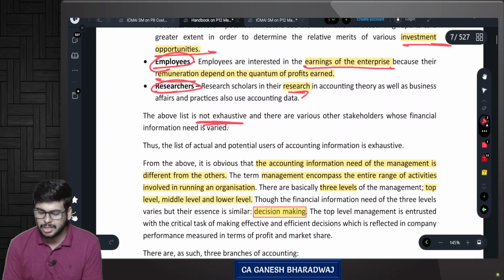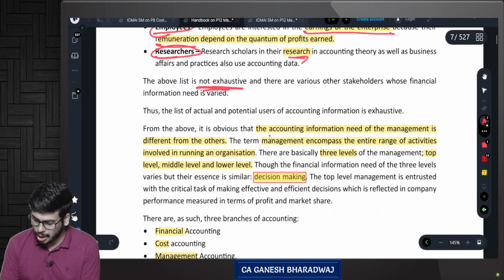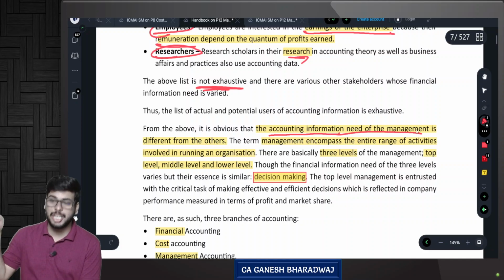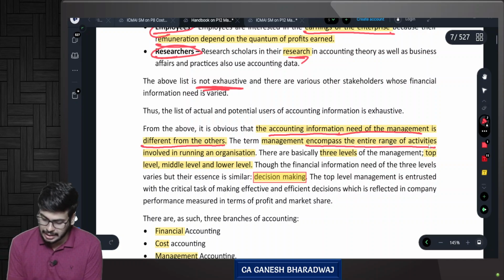Look, this is not exhaustive. There could be so many other users of financial data. They have just mentioned it here. So it is obvious from the above that the accounting information need of management is different from others. The management encompasses the range of activities involved in running an organization.